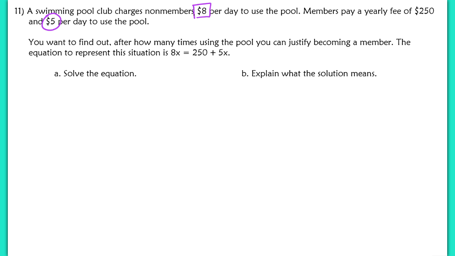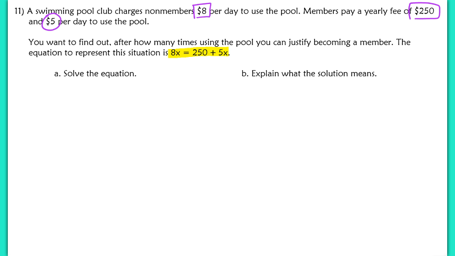So we want to find out how many times you have to go to the pool in order to justify becoming a member. Because if you don't go to the pool very often, then you end up paying $250 out of pocket, and that's a lot of money. So we want to figure out how many times you need to go in order for it to actually make sense for you to pay that membership fee. So they give you an equation, so that's nice. We don't have to set one up. It says 8x is equal to 250 plus 5x.